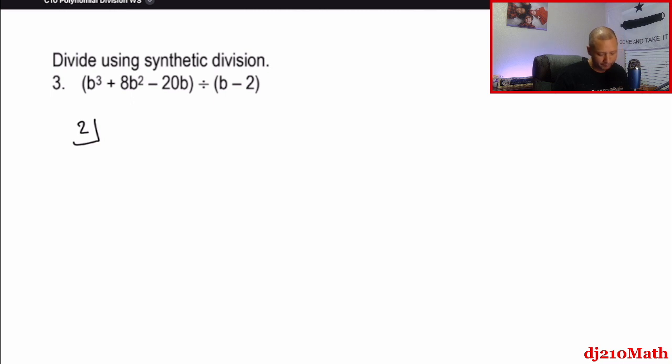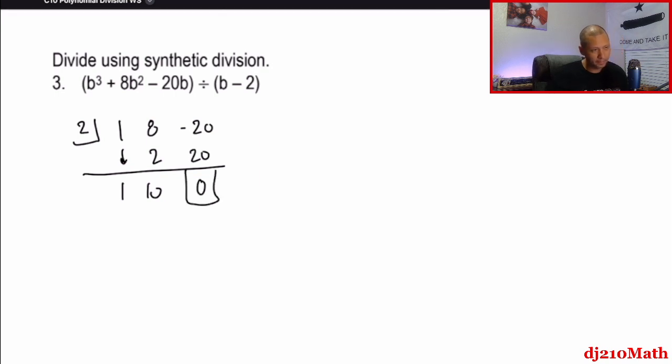This is going to be coefficients only. So 1, 8, negative 20. Bring down the 1. 2 times 1 is 2. We add. 8 plus 2 is 10. Multiply times 2 will be positive 20. When we add, we're going to get 0. That's the remainder.